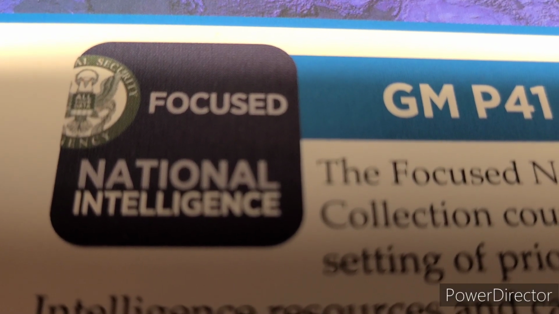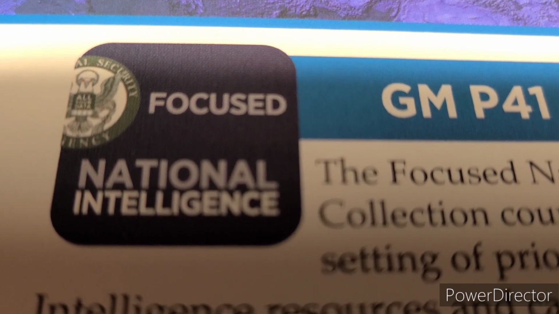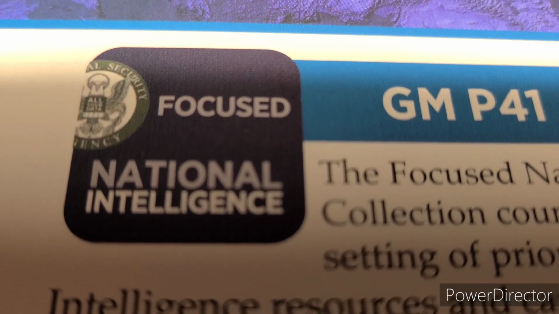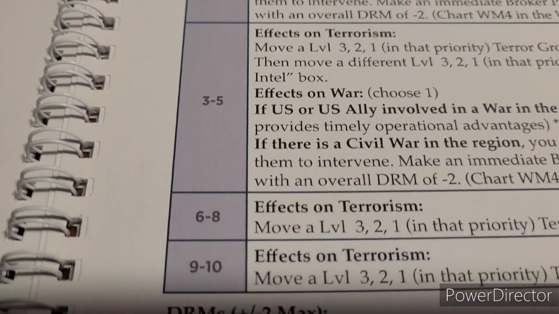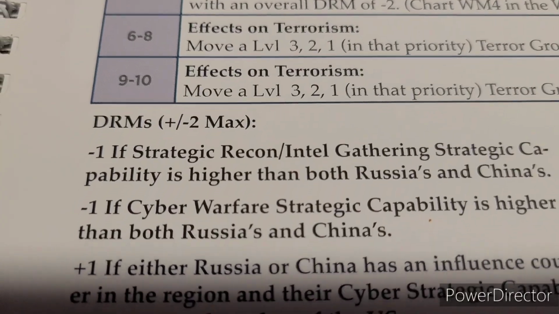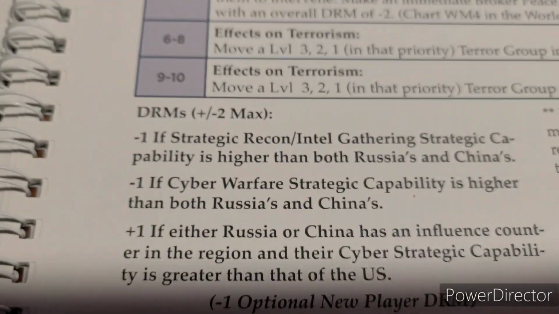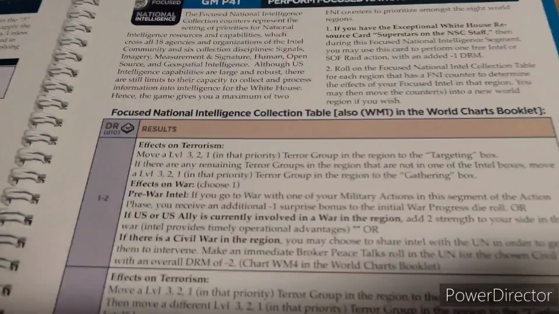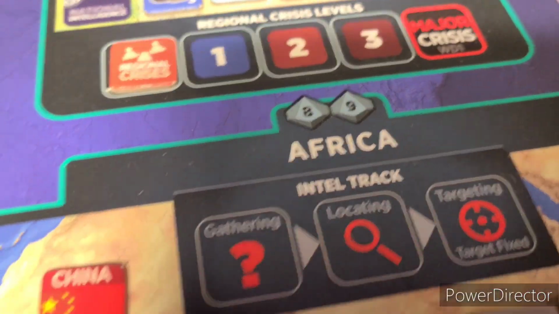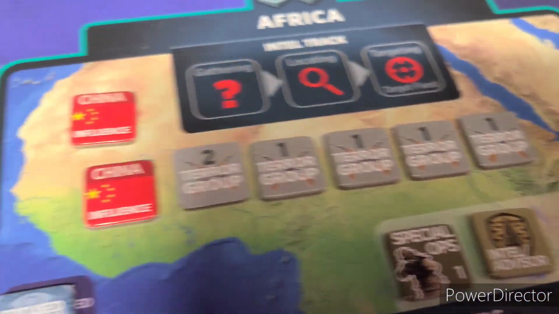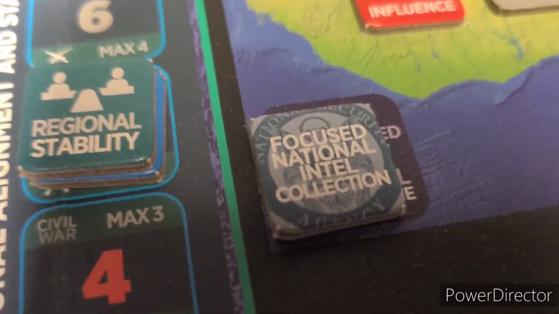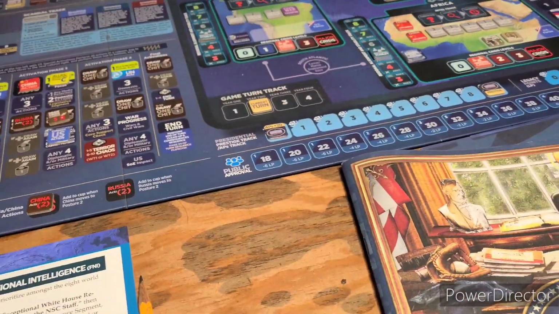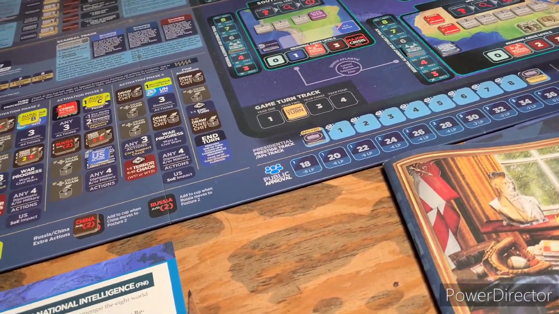Focused National Intelligence. I'm going to give you 2 of these markers, and hopefully I put them in some good spots with a bunch of terror groups. We'll be rolling the dice on this table on each of the spots we have our markers on. And here you go, with our good old die roll modifiers, always looking for these low numbers. So our first Focus National Intelligence counter is in Africa. There you go, a bunch of terror groups there. China influence in Africa, but most importantly, we have our Focus National Intelligence marker there. So we'll be rolling for that area first.